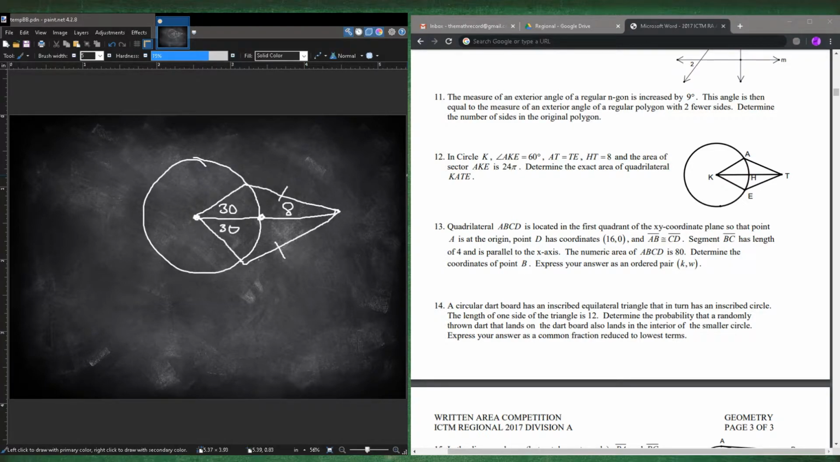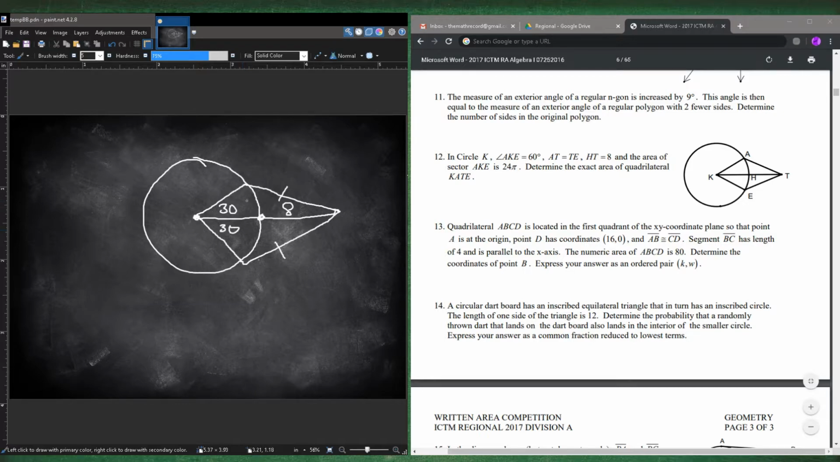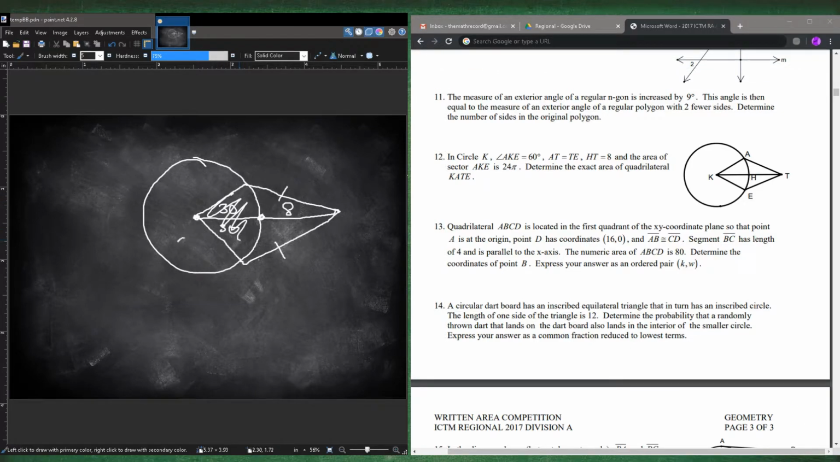Find the area of quadrilateral KATE. The area of sector AKE is 24 pi, so this entire area right here is 24 pi. Okay, let's remember that. That's an 8. Determine the exact area of quadrilateral KATE. So we want to find this entire area.